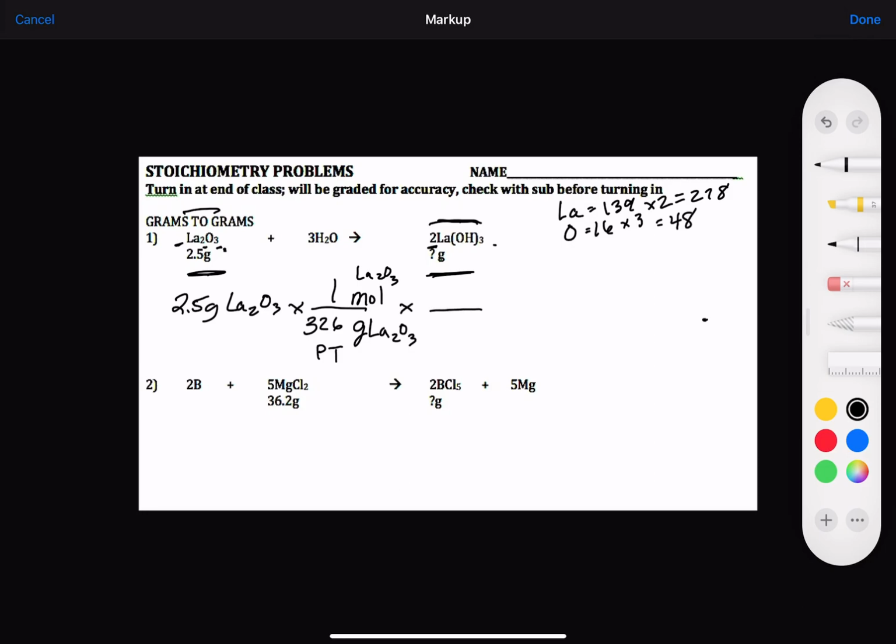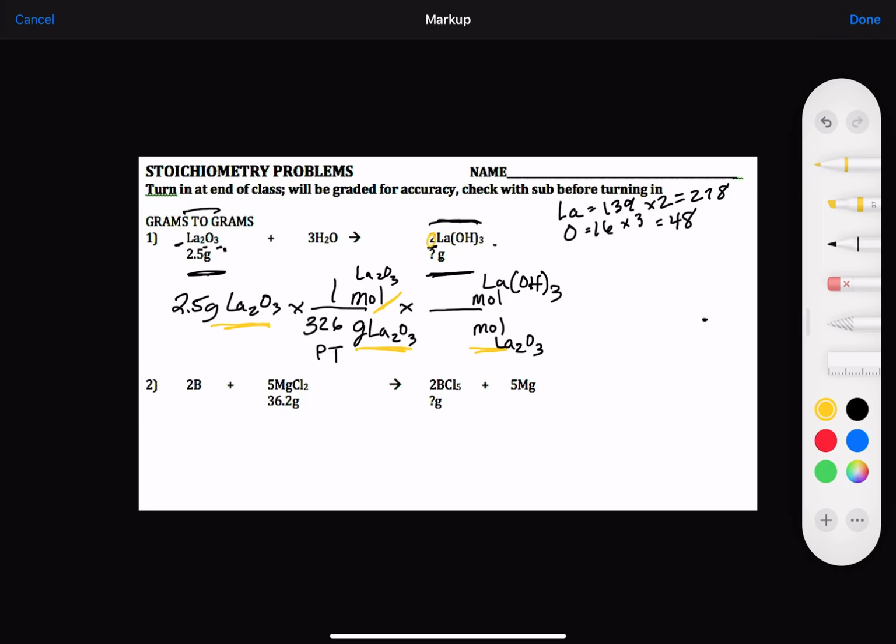So remember, the whole process here is if you have grams of lanthanum oxide here, grams of lanthanum oxide goes on here. So moles of lanthanum oxide go down there. And we're converting to moles because that's our ratio. The mole ratio is the coefficient of lanthanum hydroxide right there. So this step, when you have mole over mole, that's when you look at the coefficients.